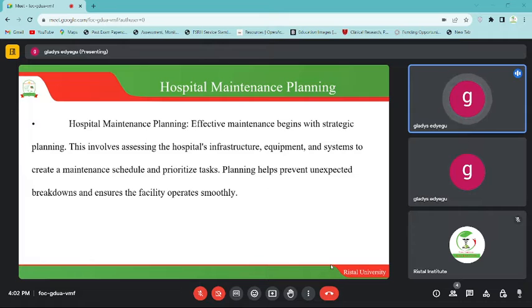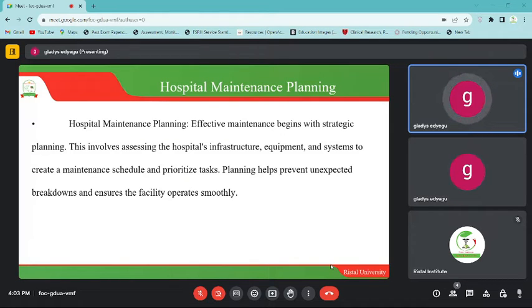Effective maintenance begins with strategic planning. When you want effective maintenance of your different equipment and systems in the hospital, you have to have a strategic plan. This may involve assessing the hospital's infrastructure, equipment, and systems to create a maintenance schedule, and then prioritizing the tasks. When you assess, you create a schedule that helps you prioritize what you are going to do in the maintenance and repair of your systems and infrastructures in relation to hospital service provision. Planning helps to prevent unexpected breakdowns, and it also ensures the facility operates smoothly.